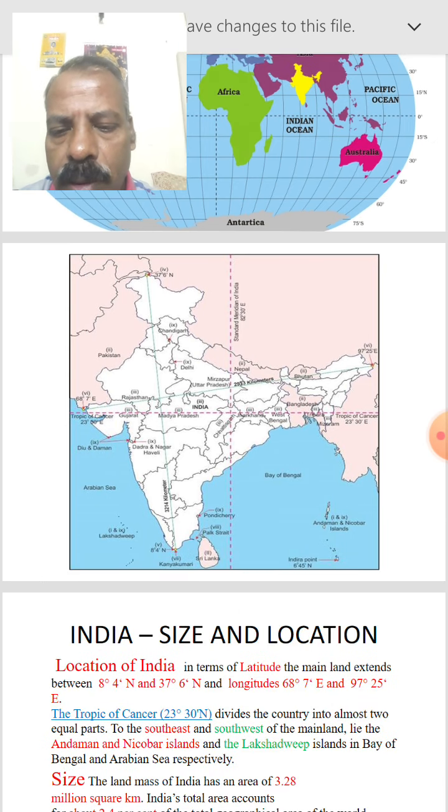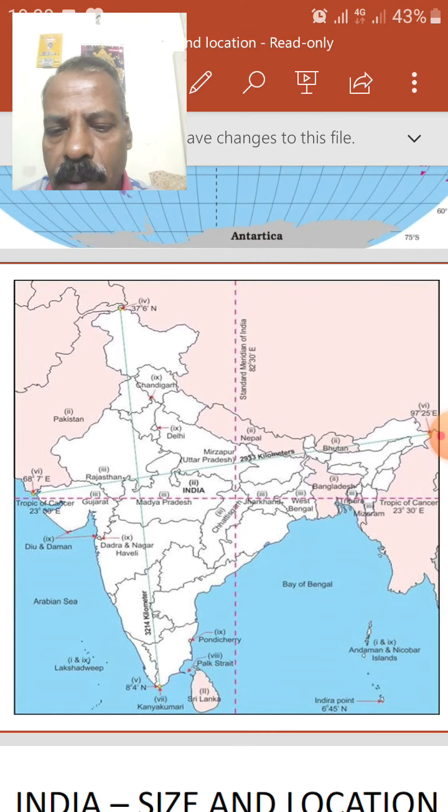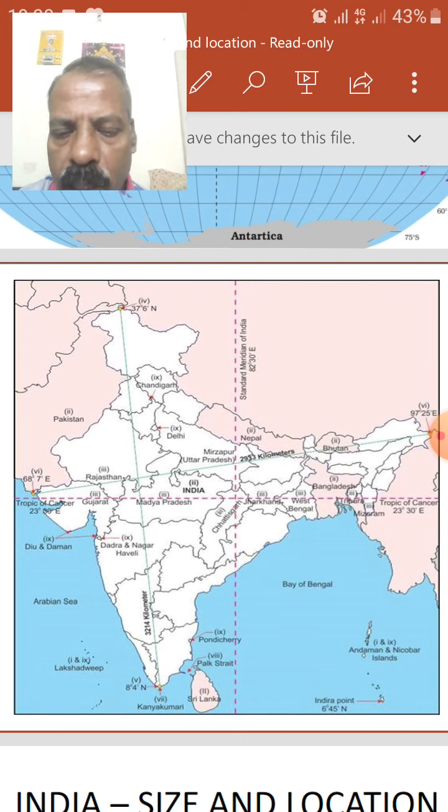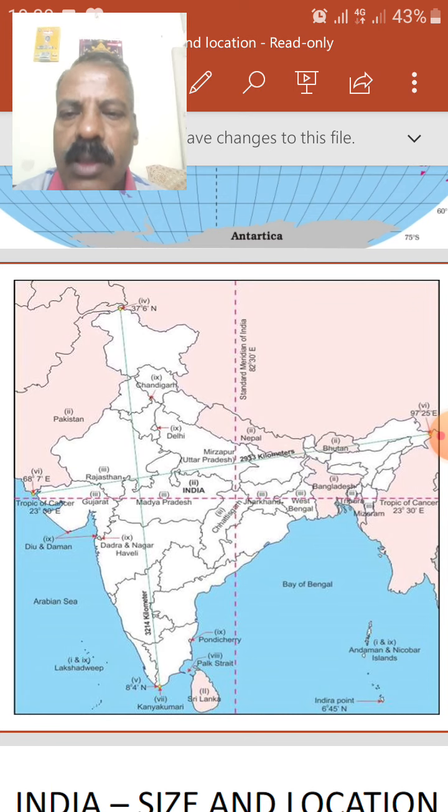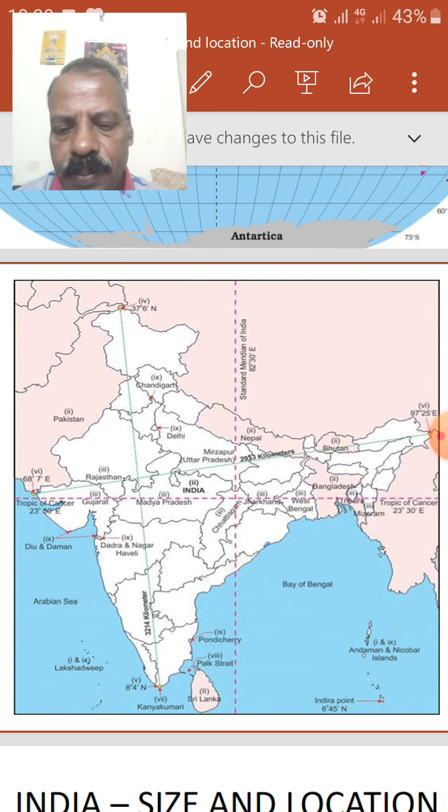Now coming to the next map, the India map given here. The vertical lines are longitude lines. One line is drawn which passes near Mirzapur in UP, that is the Indian Standard Meridian. We are going to discuss that in more detail now.